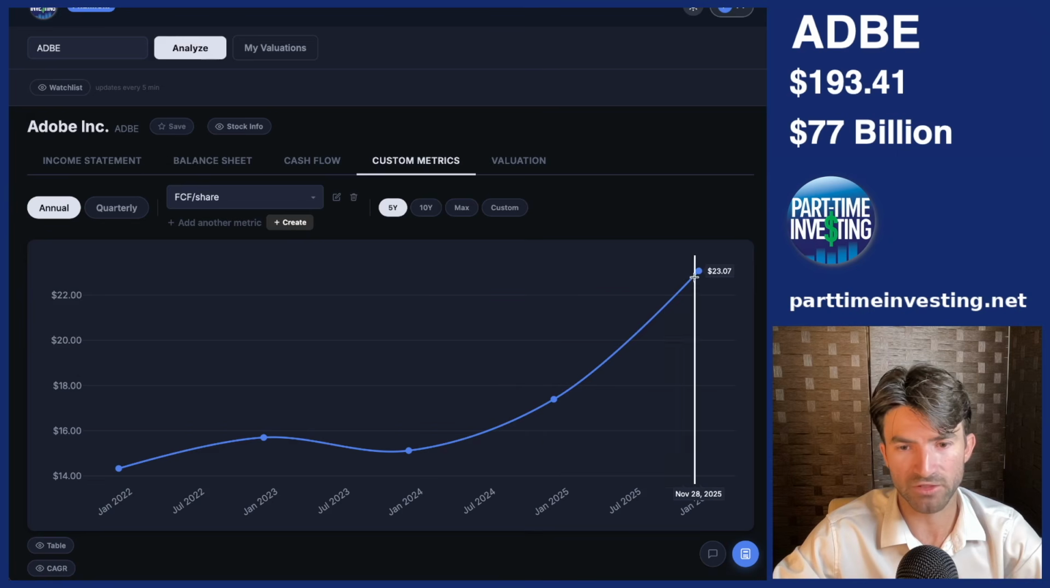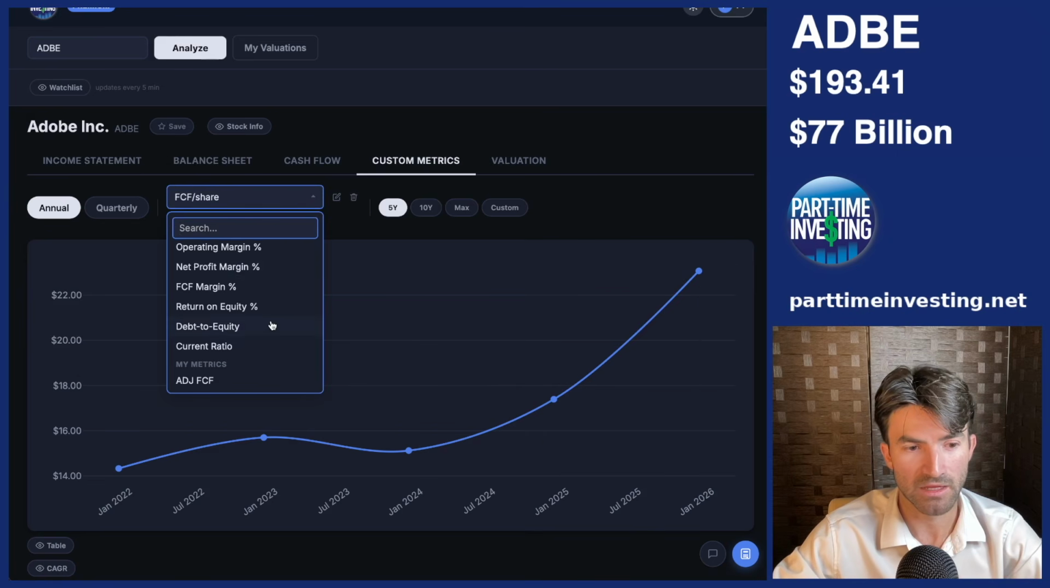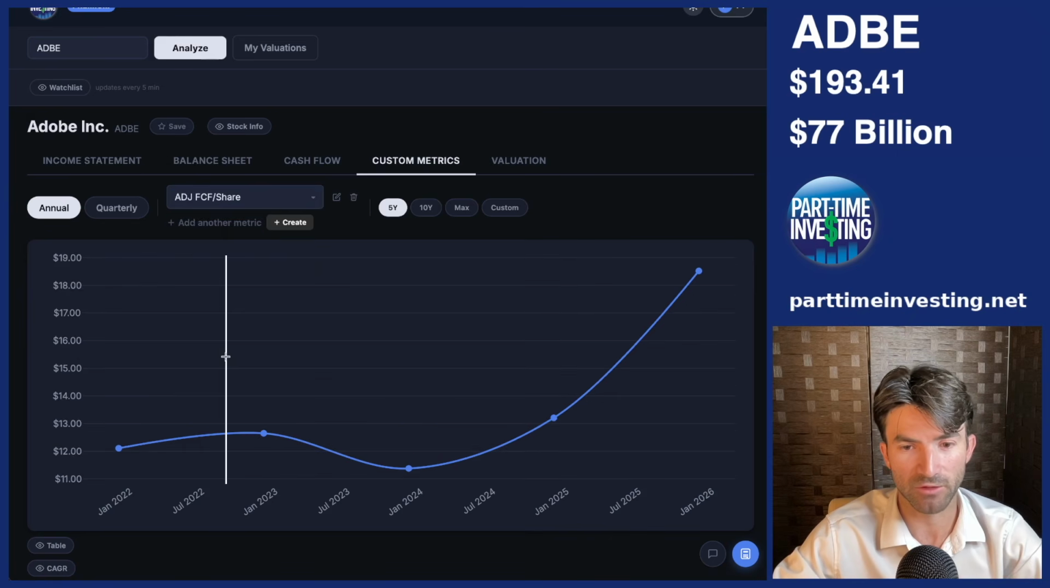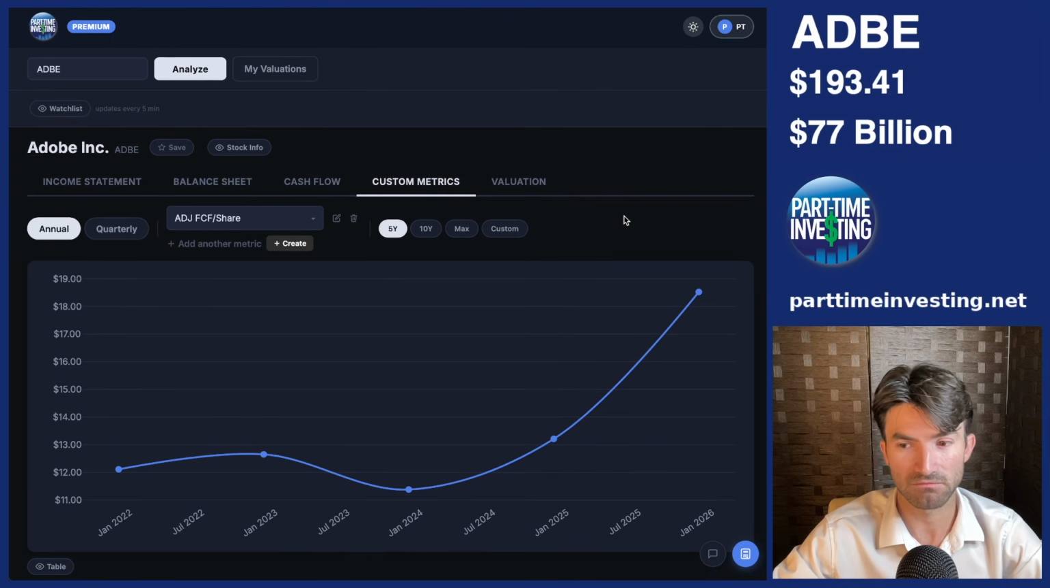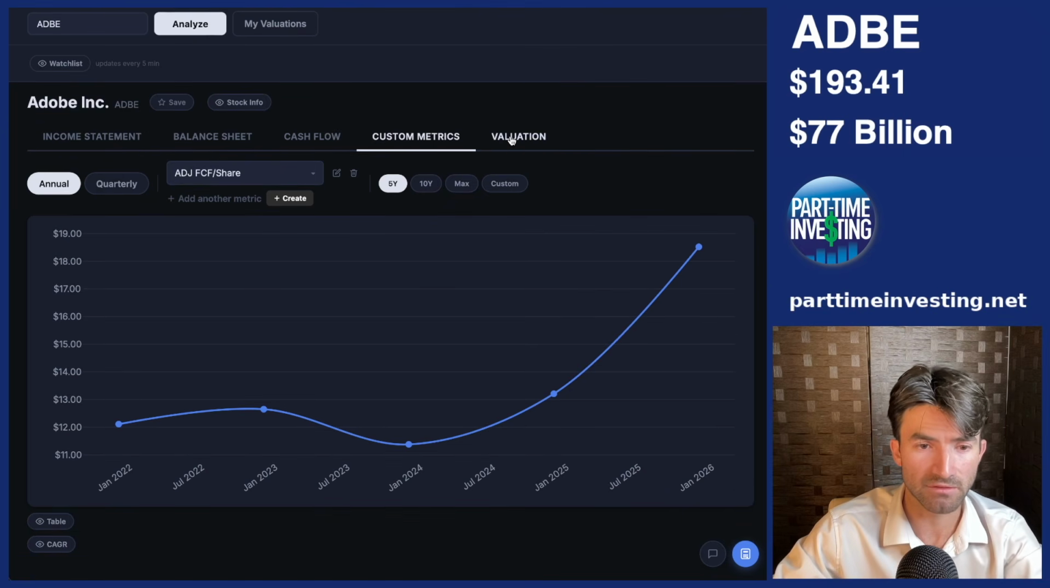If I do free cash flow per share, we're at $23 a share. If I do adjusted free cash flow per share, it's more like $18. That's a pretty big difference. That means you're losing $5 a share to dilution. That seems kind of excessive, right? But anyway, let's move to that DCF.